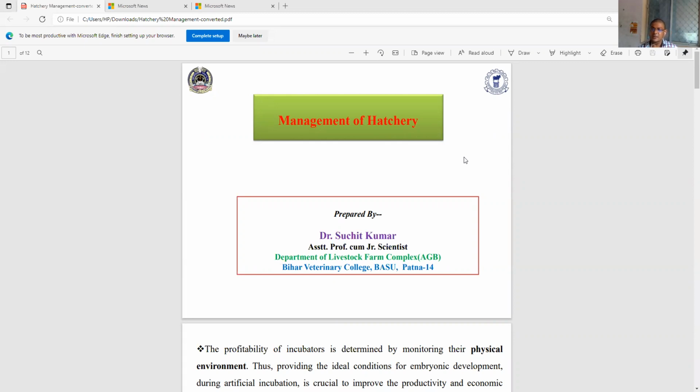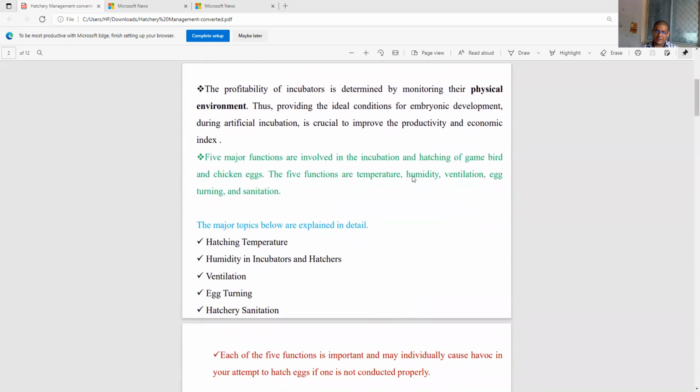there are several types of chicks produced, of poultry, geese, duck, etc. The following components are needed for a good hatchery: hatching temperature, humidity in incubators and hatchers, ventilation, egg turning, and hatchery sanitation.